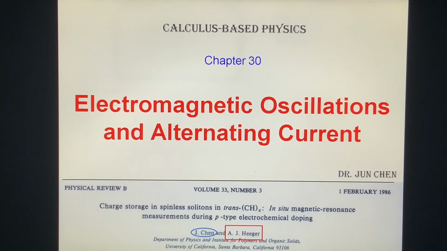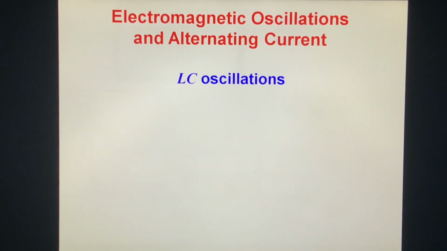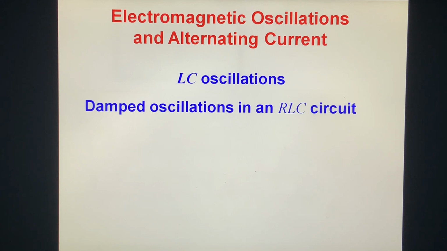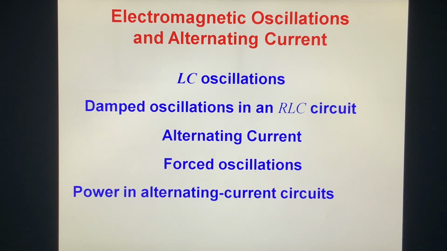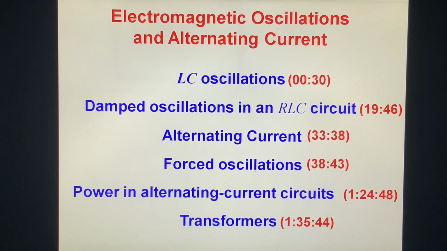Chapter 30, Electromagnetic Oscillations and Alternating Current. It covers LC oscillations, damped oscillations in an RLC circuit, alternating current, forced oscillations, power in alternating current circuits, and transformers. You can find them in the timeline.